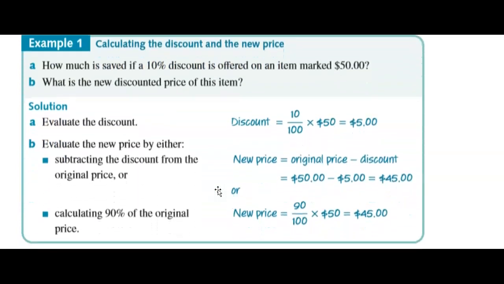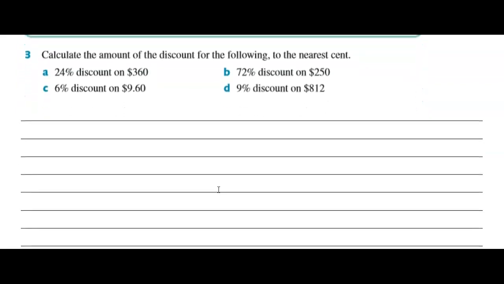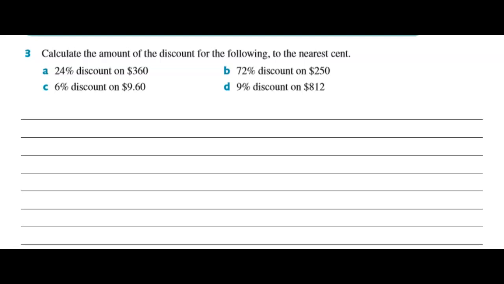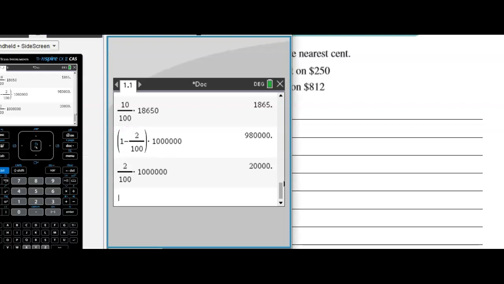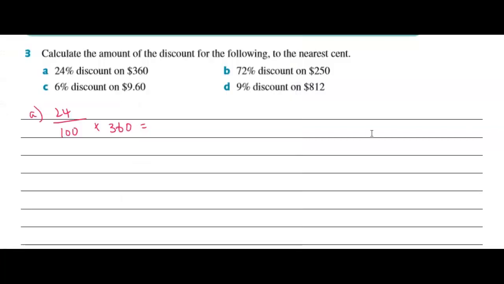All right, so there's an example here, but we've just done a few questions, so let's get stuck into question 3. Calculate the amount of the discount for the following to the nearest cent. So we've got 24% discount on $360. So we take the percentage over 100, converting the percentage now to a decimal, and we multiply that by our original amount, 360, and then just plug that into the calculator. So 24 over 100 times 360, so $86.40. Okay, so that's your amount of discount. If you wanted to work out the new price, you just subtract your discount from the original.